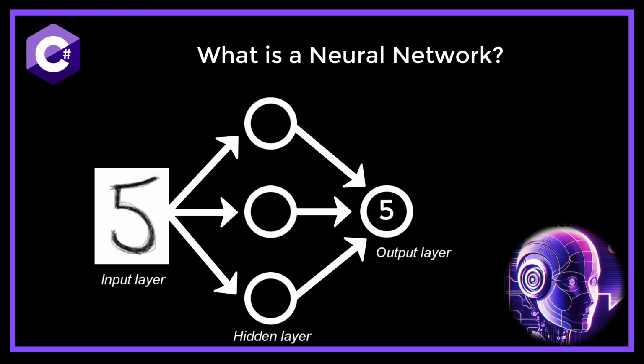For instance, if the network predicts a high probability for digit 5, it means it's confident that the input image represents the digit 5. And there you have it, a neural network in action.